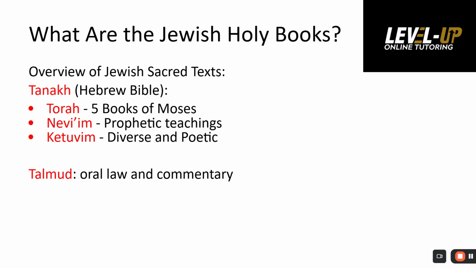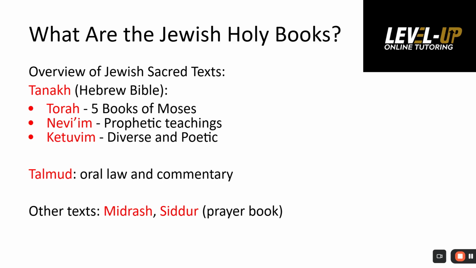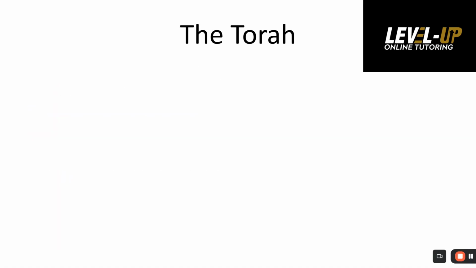Originally, the Torah would not have been written down necessarily. It would have been spoken, the rules would have been spoken to each other. So the oral law also comes forward here. The other texts that come forward are the Midrash and the Siddur, which is the prayer book, which we'll again talk about a little bit later on.